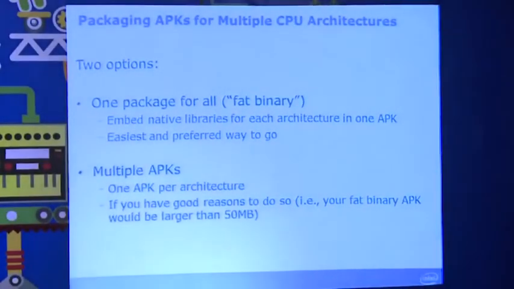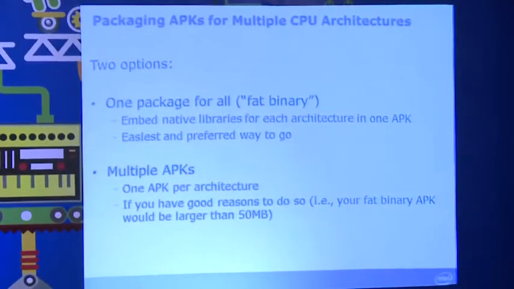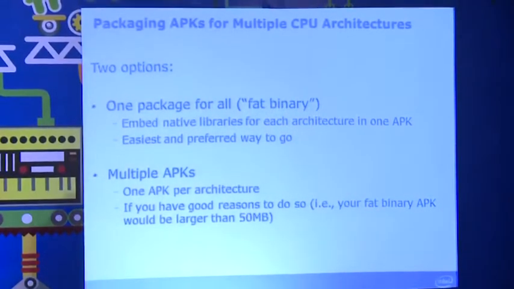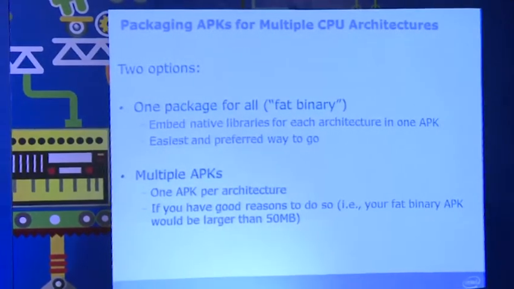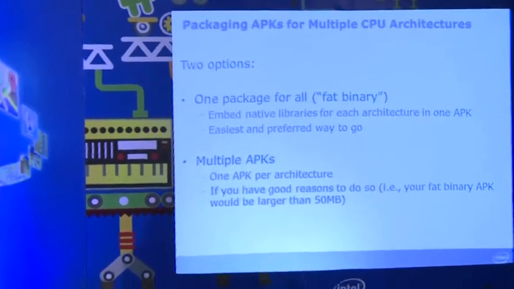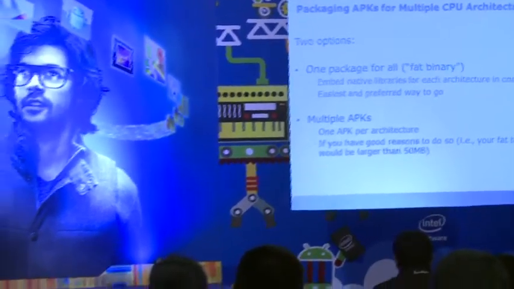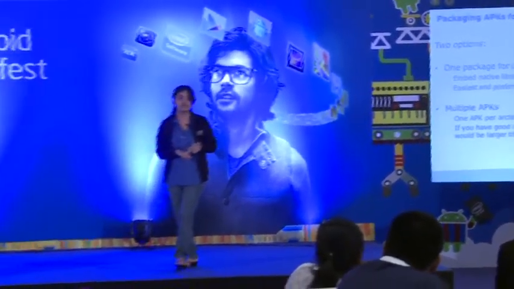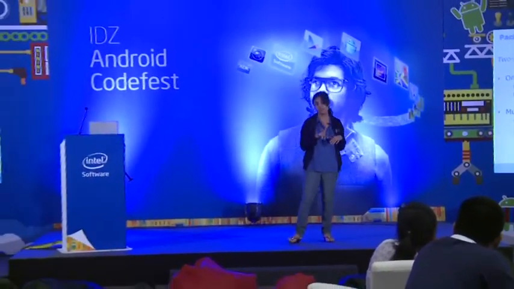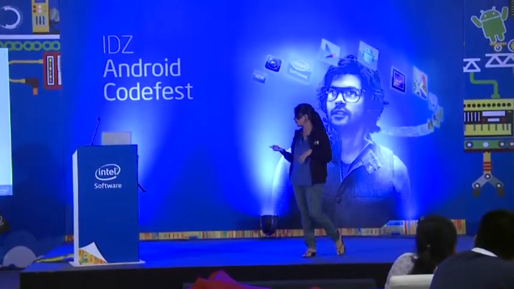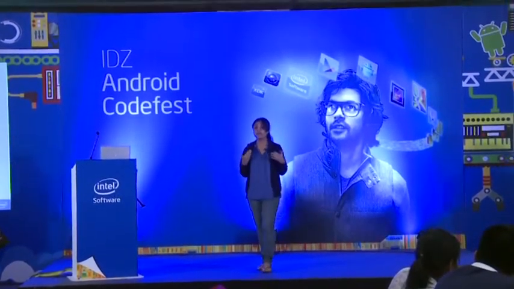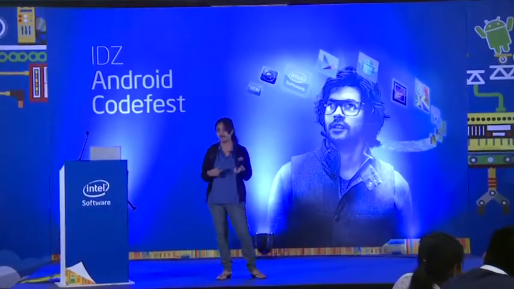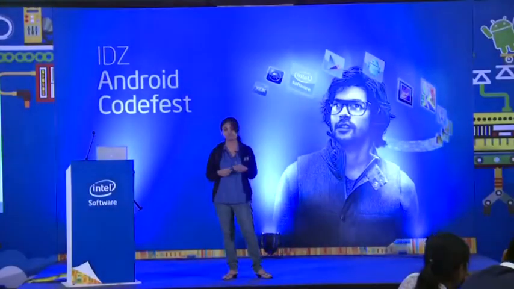So how do you package? The APK, the application package that you use, is used by Google Play to identify your application and install the right one for the right platform. When you put your application on Google Play, you can add multiple APKs, meaning one APK for x86 and one APK for ARM. Or you could bundle all of these into one binary, called a FAT binary. That is the easiest way to go. You package all of them together, and the Android platform decides which one to install based on the underlying hardware.